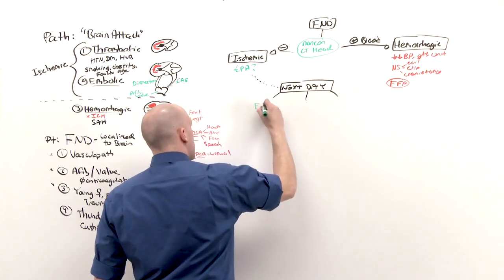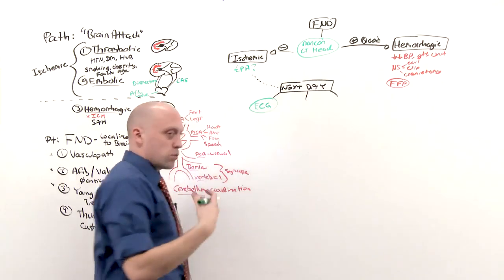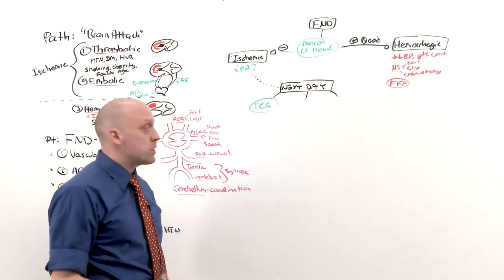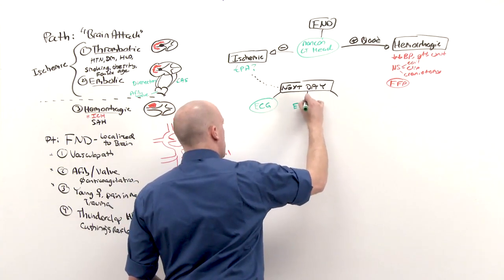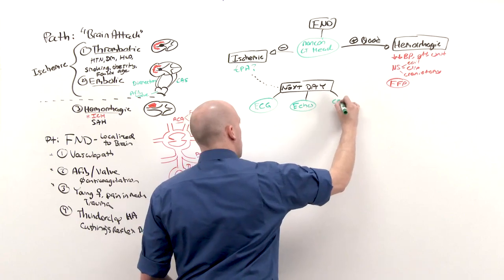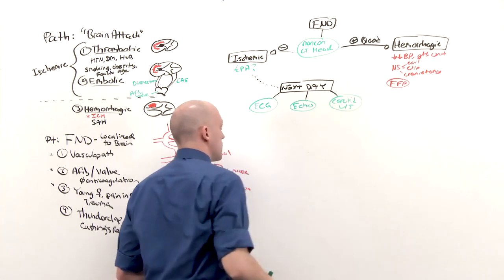The EKG, now you're probably going to have an ECG from the original TPA decision, right? But you put them on a 24-hour Holter monitor, you monitor their heart rate, checking for arrhythmias. You're going to get a 2D echocardiogram, transthoracic, and a carotid ultrasound. Every patient admitted for a stroke gets these.